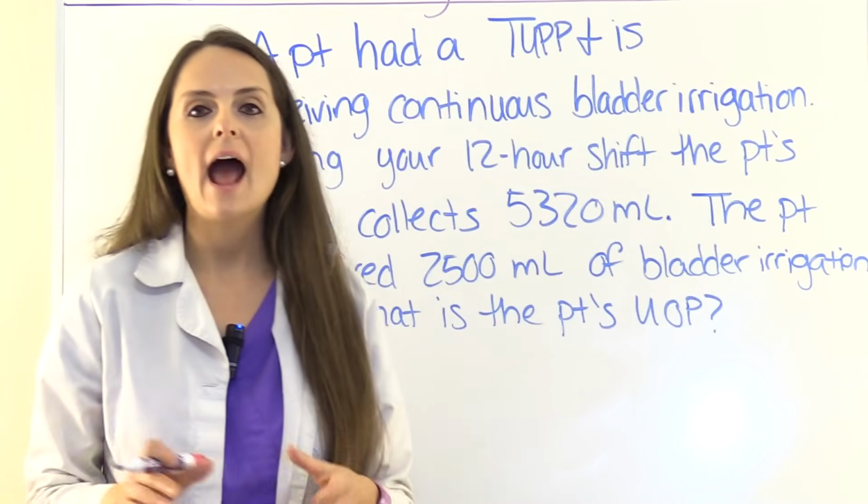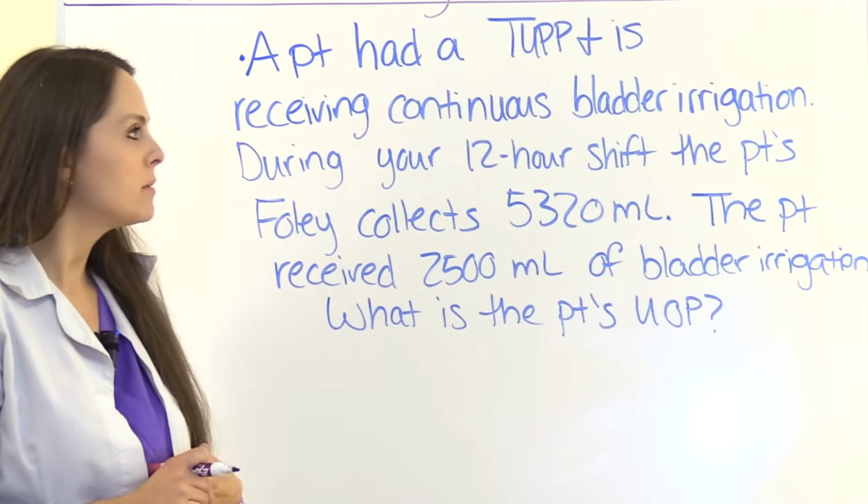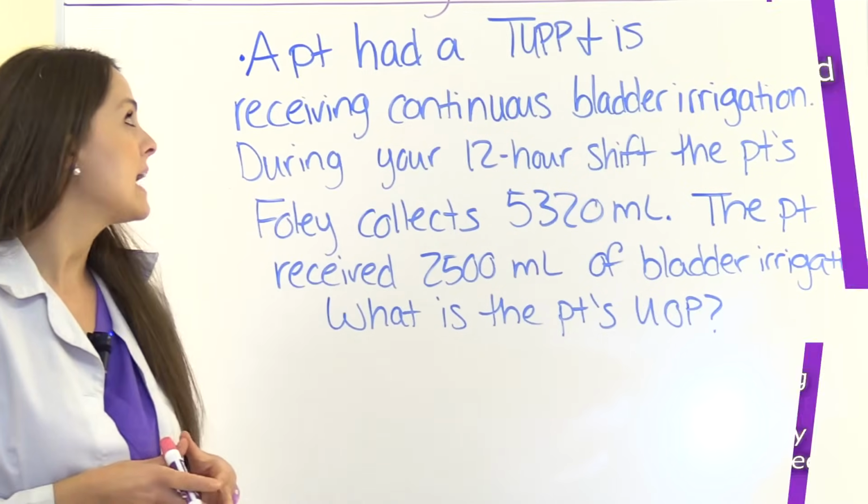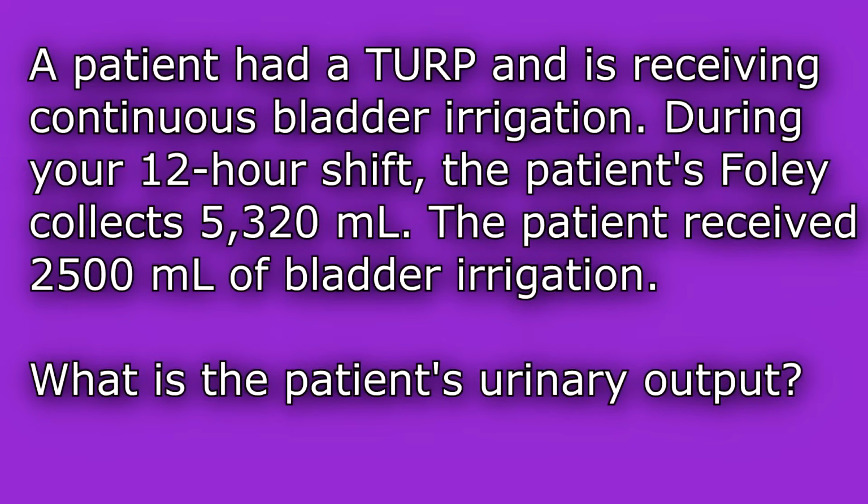Now let's calculate output. This problem may be something similar to what you may see on an exam. It says a patient had a TURP and is receiving continuous bladder irrigation. During your 12-hour shift, the patient's Foley collects 5,320 milliliters. The patient received 2,500 milliliters of bladder irrigation. What is the patient's urinary output?